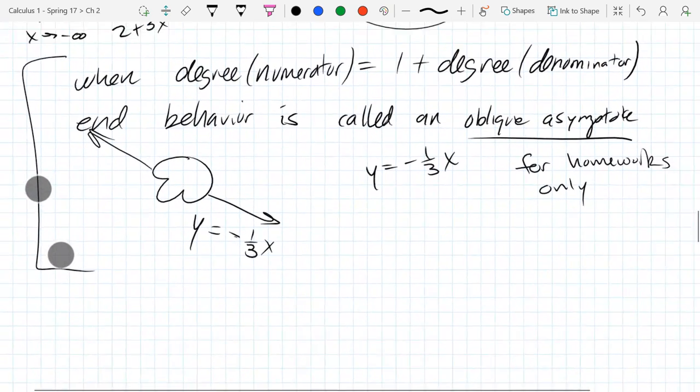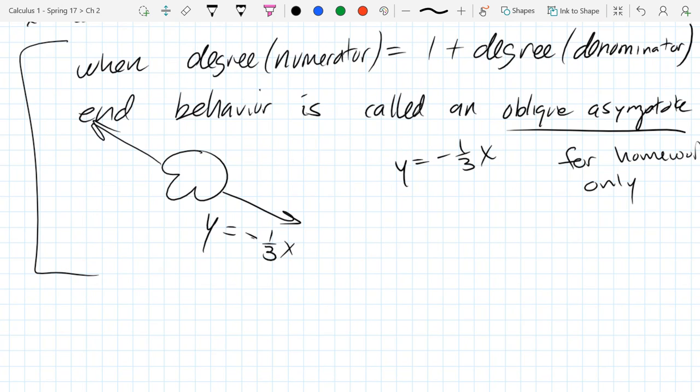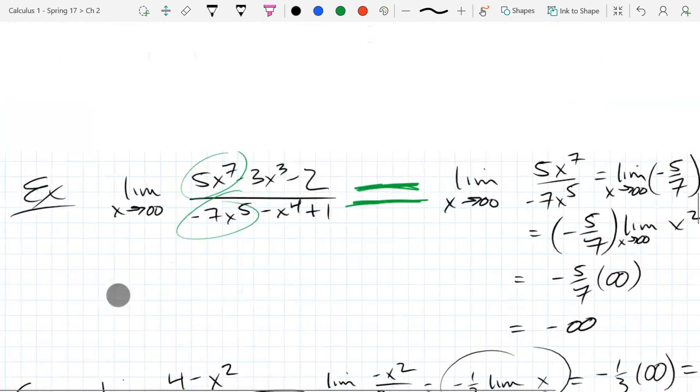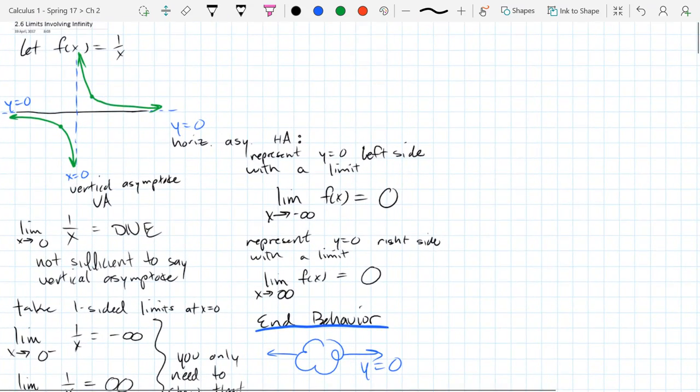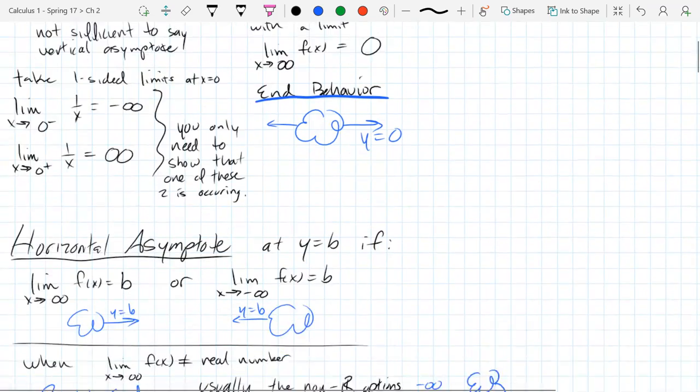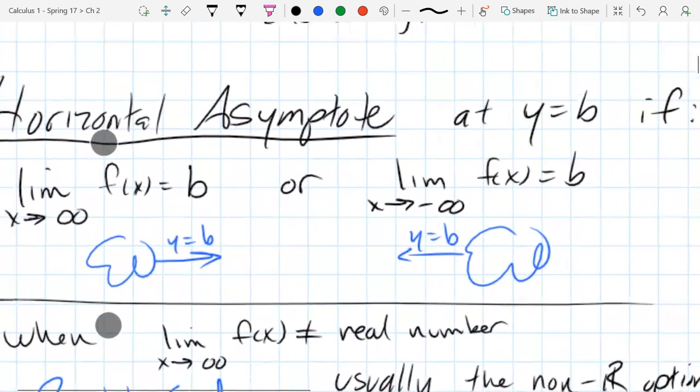So that's pretty much the end of horizontal asymptotes, also known as end behavior. And so we're going to look at vertical asymptotes now. We talked about what it means. How do you find one with calculus? Obviously, you take a limit. And we'll scroll back up to where we wrote that. Here we go.